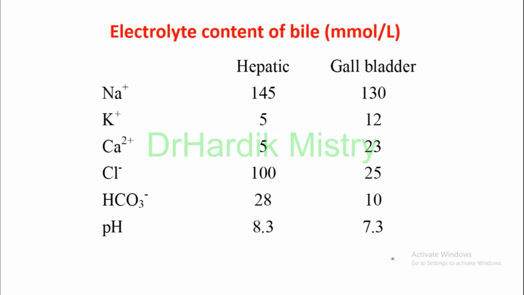The electrolyte content of the bile is also different between the hepatic and gallbladder bile. Inside the hepatic bile there is a higher amount of sodium ion, whereas inside the gallbladder there is a higher amount of calcium ion, potassium ion and chloride ion. So that is the difference between the electrolyte content of the bile in the hepatic and inside the gallbladder.